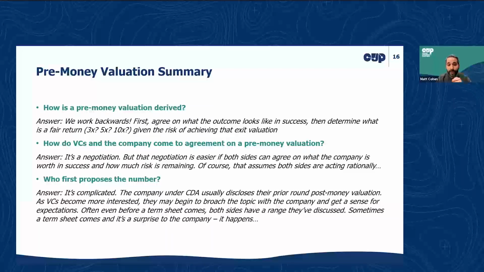But sometimes a term sheet might just come to a company and it's a total surprise. They didn't expect a term sheet to come. They've never talked to the investor about valuation at all, but the investor just sends them a term sheet and proposes a number. And again, it's a negotiation. It comes back to that. And if you can agree on what the business is worth in success, it makes a lot of the other discussion points around what's a fair valuation just much easier.